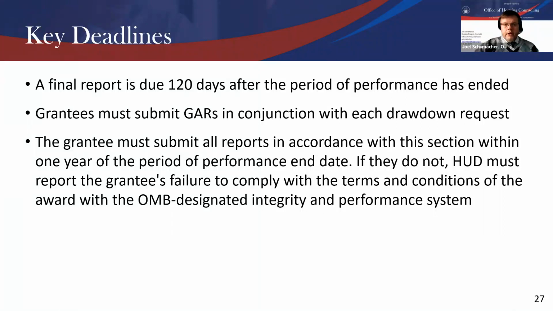Additionally, finally, grantees need to submit reports in accordance with this section within 1 year. So 120 days is what you're supposed to do. But if you exceed 1 year, we are required through OMB, the Office of Management and Budget, to actually submit the grantee's name into their unified system. So you are going to be on Santa's naughty list if you are unable to submit the reports on a timely basis. Again, not our rules. This is uniform across the federal government. So definitely comply with any guidelines and deadlines that are set forth in the grant agreement.